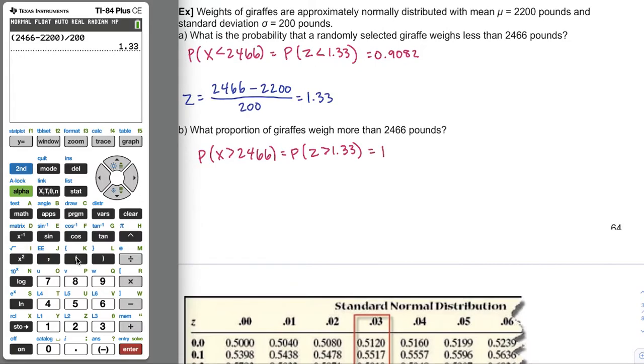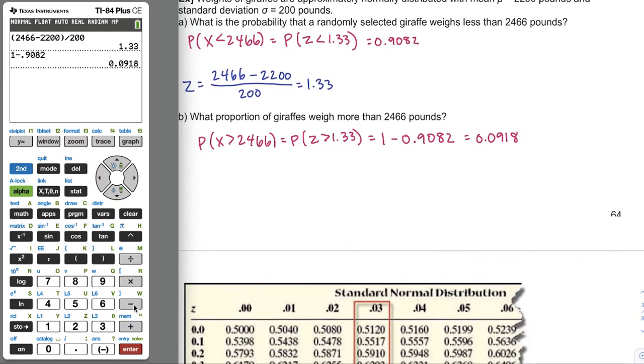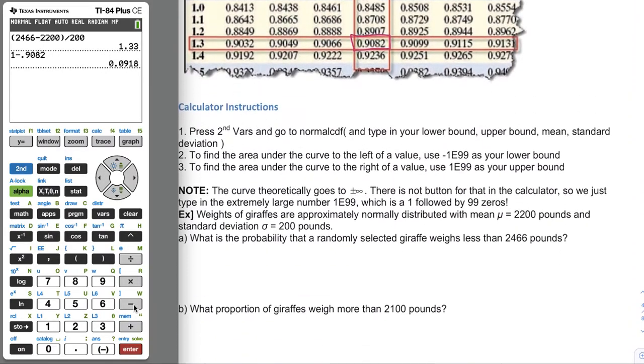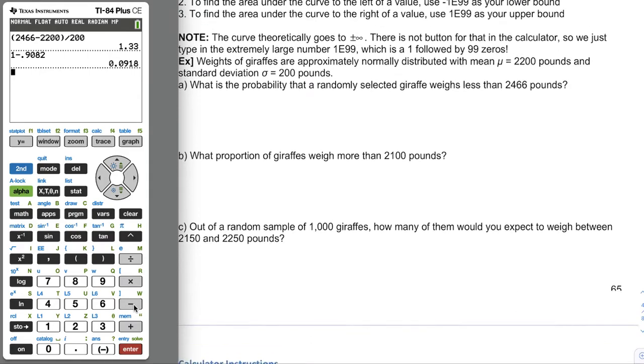So this would be 1 minus 0.9082, which would be 0.0918. But like I mentioned before, you don't really need to know how to use this table for this chapter. Tables will come back later. What we're going to do now is learn how to do this on the calculator.